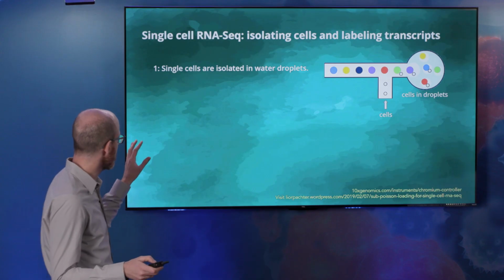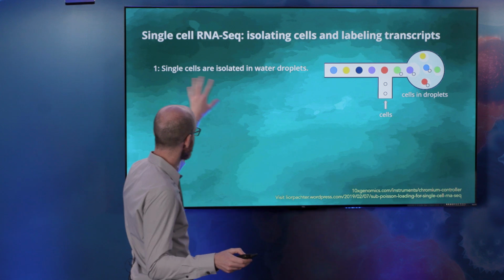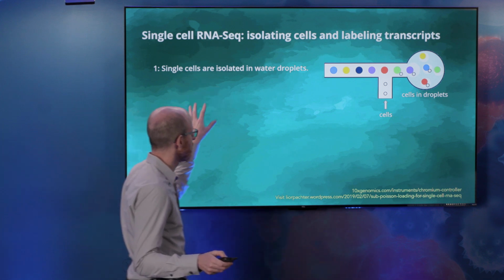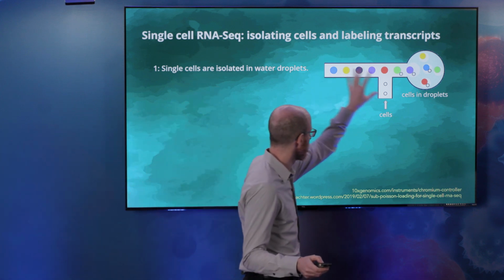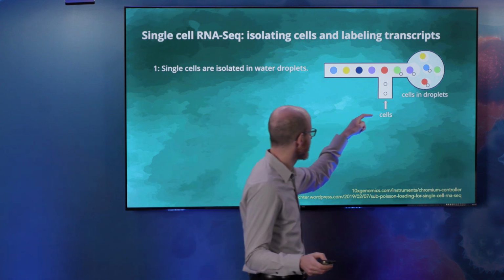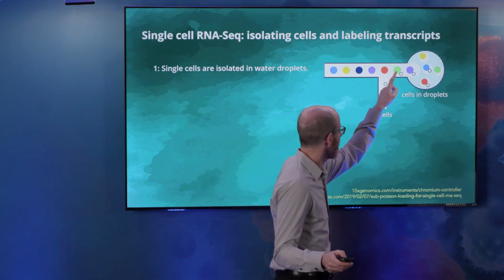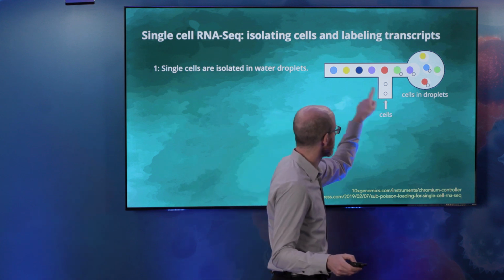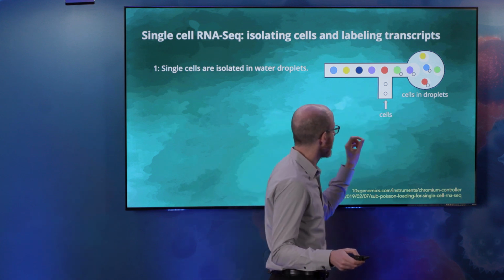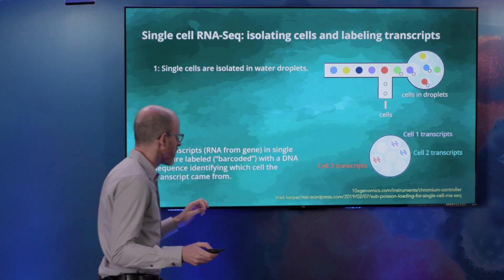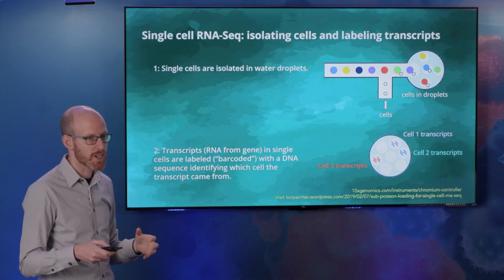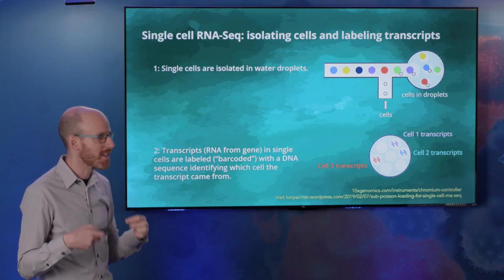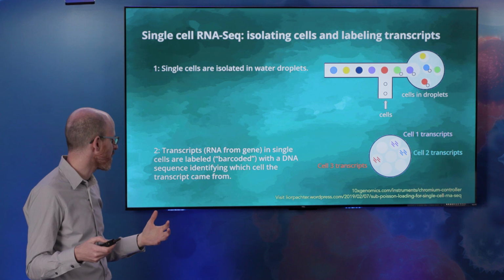So let's get going. What happens is single cells are isolated in water droplets using microfluidic chambers. This is a blow-up of a microfluidic chamber. The cells are flown into the chamber, and they get encapsulated in these droplets. And you'll notice within each droplet, there are also these colored beads. These colored beads are going to help label the transcripts from the single cell, and it will tell us which cell that transcript came from.